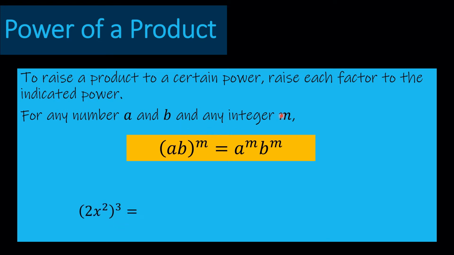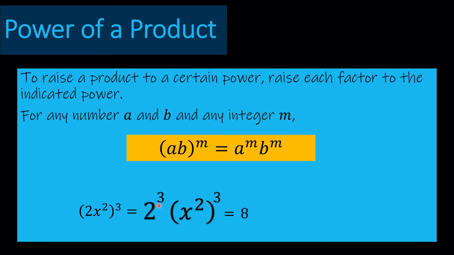Okay, example, (2x squared) raised to the power of 3. So if you look at it carefully, we have the given inside the parentheses, it is a product of 2 and x squared. So how are we going to do this? Just distribute the power. So we have our factors 2 and x squared. So we are going to raise each factor to power 3. So you have 2 cubed times x squared to the power of 3.